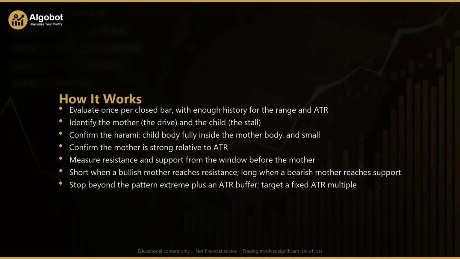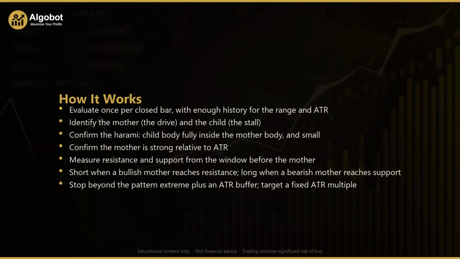Next, the EA measures the recent range boundary. It looks back over a window of bars that come before the mother candle, 20 bars by default, and records the highest high as resistance and the lowest low as support. Crucially, this window stops just before the mother, so the level is true structure that existed before the drive.